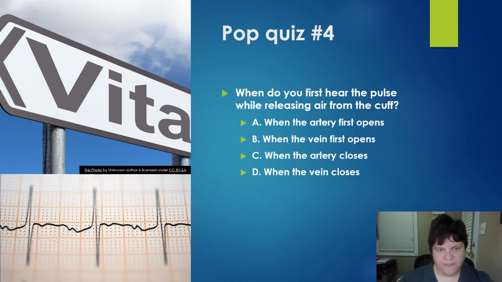Question number 4. When do you first hear the pulse while releasing air from the cuff? Is it A, when the artery first opens, B, when the vein first opens, C, when the artery closes, or D, when the vein closes?